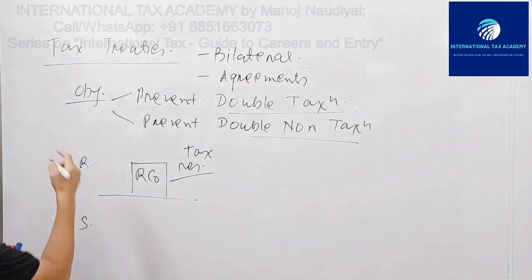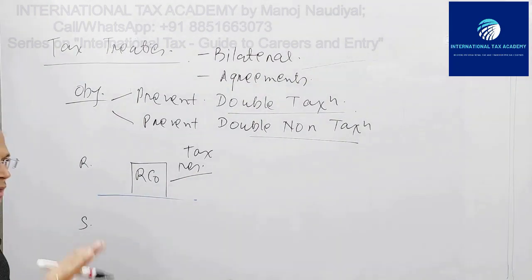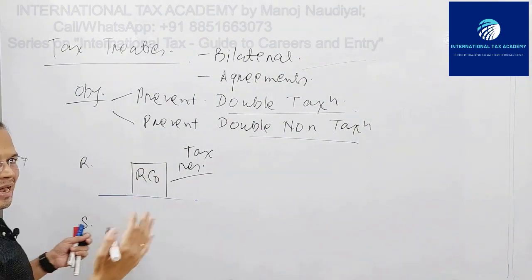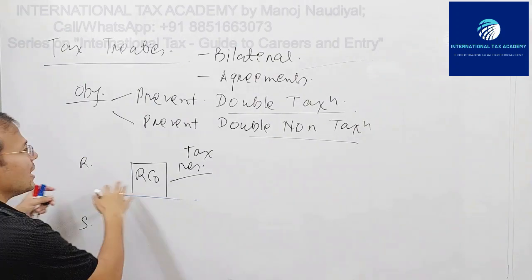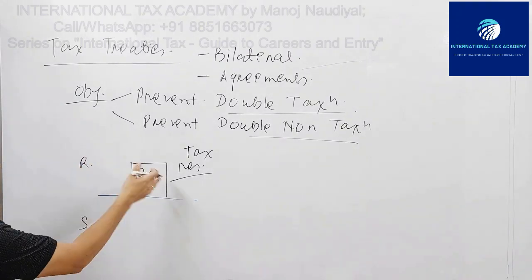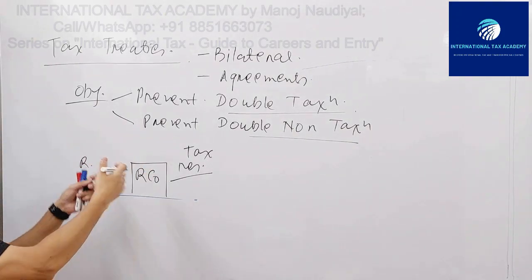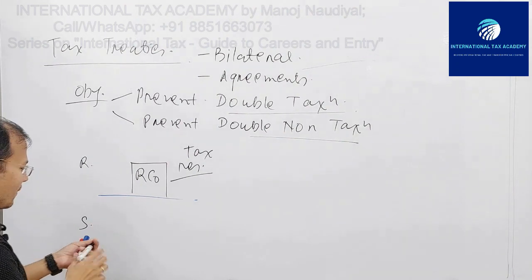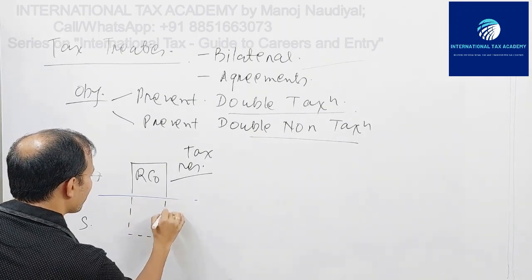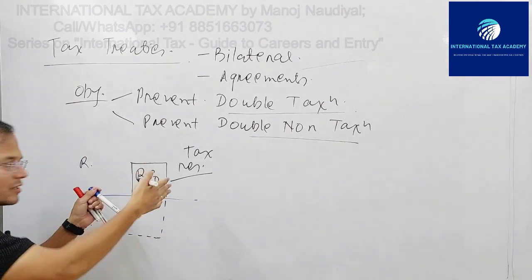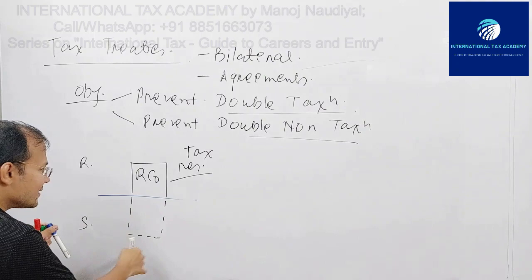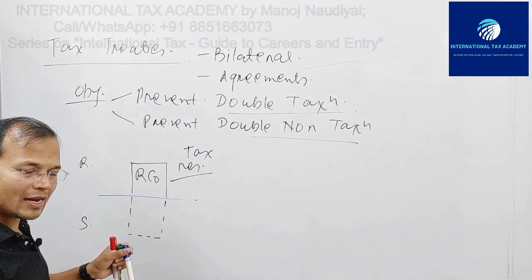R and S, at this point of time, don't have a tax treaty between them. RCO conducts business operations in R as well as in other countries. Globalized world, the world is a village. So RCO conducts business operations in S by its extension. This extension is being shown by a dotted line. Why a dotted line?